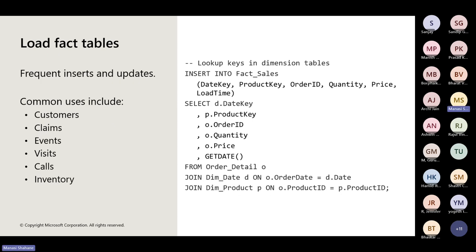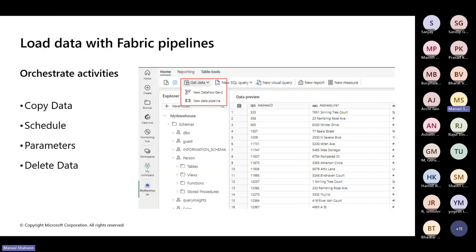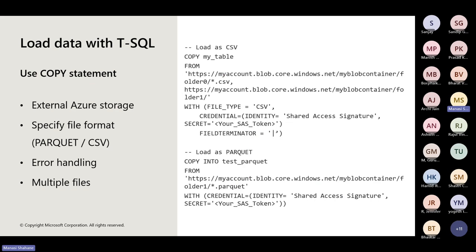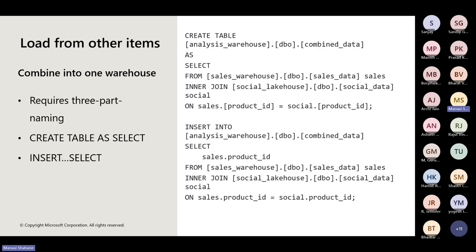Then how can you load data into fact tables? You can perform staging. One way is the DML insert command. You can also use pipelines, or you can load it with T-SQL, using these specific statements. You can even load with CTAS, if you recall I talked about that, the create table as select command.